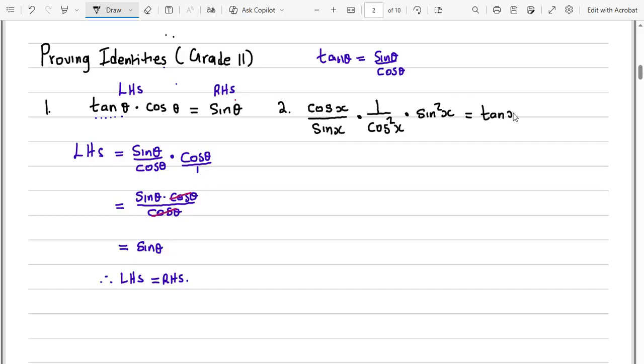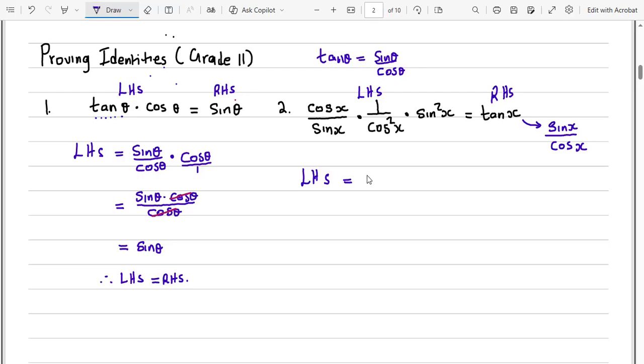Okay, so when you do identities, you need to ask yourself, what is the aim? The aim is to prove that, because remember I said look at the most complicated side, which is the left-hand side. So the aim is to prove that on the right-hand side, the top part, we only need the sine x, and the bottom part, we only need the cos x. So this tells you that whatever you do on the left-hand side, the aim is to make sure that on top we only have sine, and on bottom we only have cos.